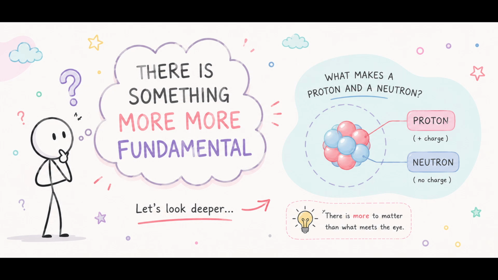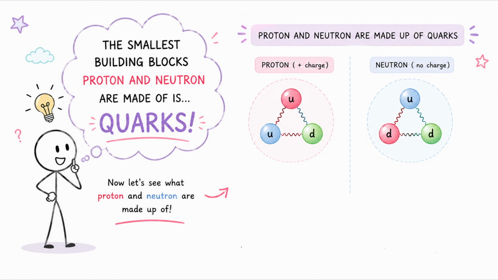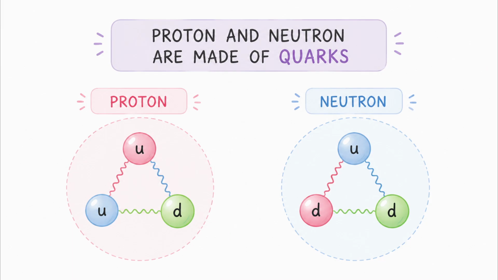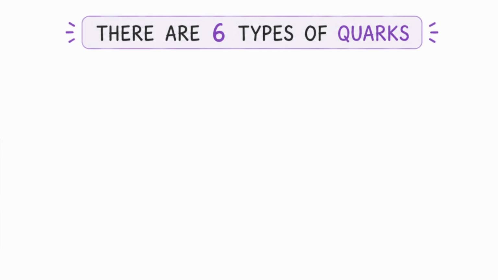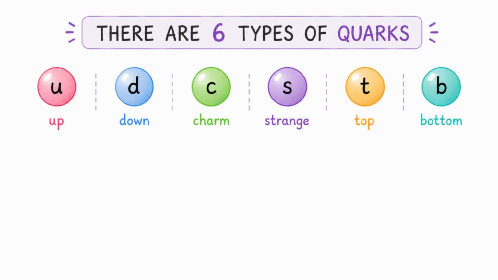Now, let's zoom in even further, beyond protons and neutrons, to the smallest known particles in existence, quarks. If you zoom into the nucleus of an atom, you'll find that protons and neutrons are themselves made up of even smaller particles called quarks. According to modern science, quarks are the most fundamental building blocks we know of. There is nothing smaller. There are 6 types of quarks, known as flavors: up, down, charm, strange, top, and bottom.